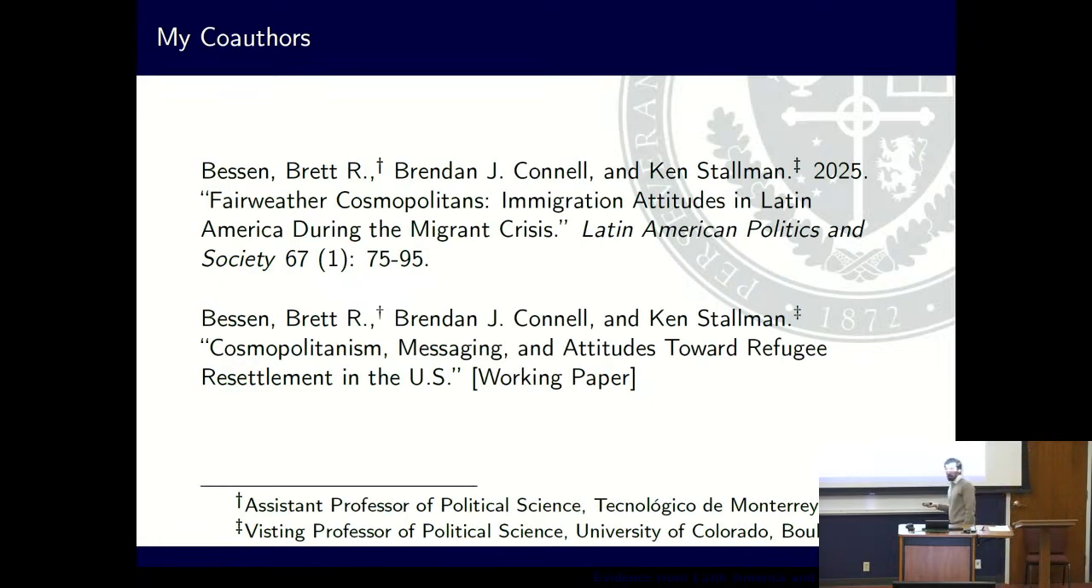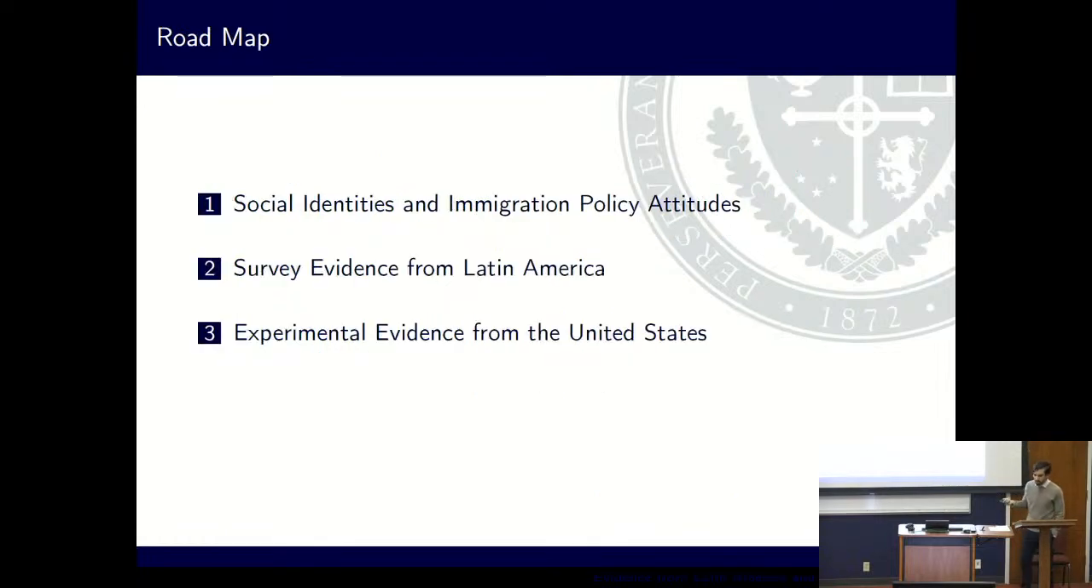Very quickly, I'll just give a shout out to some of my co-authors. I'll be using the term we a lot. And when I say we, I'm referring to me and these two other individuals, Brett Besson down in Monterrey, Mexico, professor of political science, and then Ken Stallman at CU Boulder. So they've helped out and been equal contributors to a lot of the data that I'll show you today and a lot of the ideas that I'm about to present to you. So just a shout out to them.